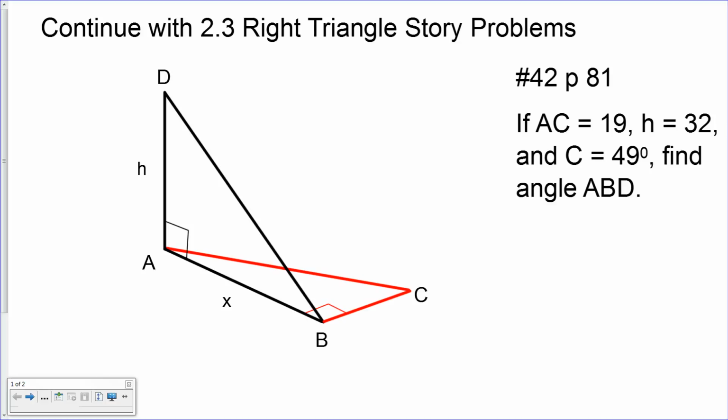AC is equal to 19. H is 32. And angle C is 49 degrees. Find angle ABD. To do this, I'm going to leave that as theta. And the question is to solve for theta.